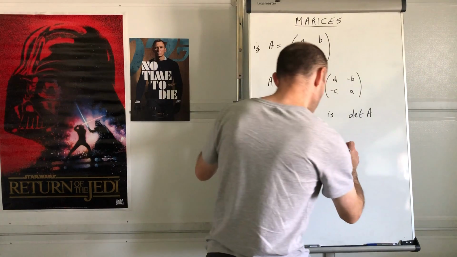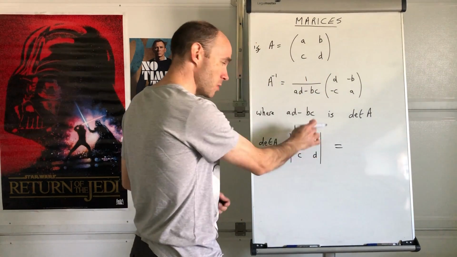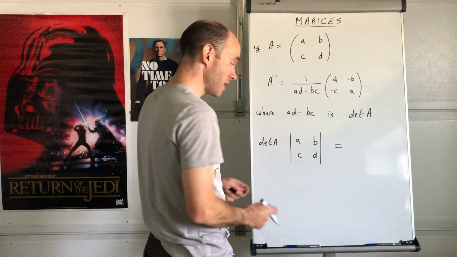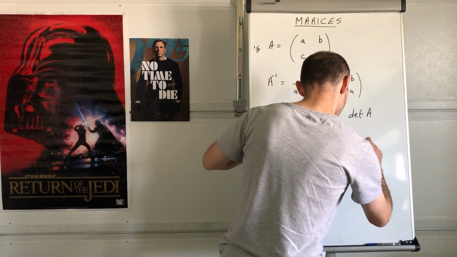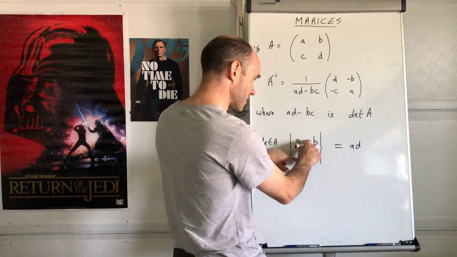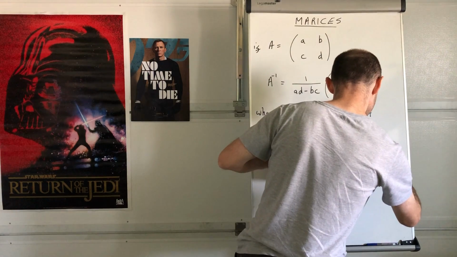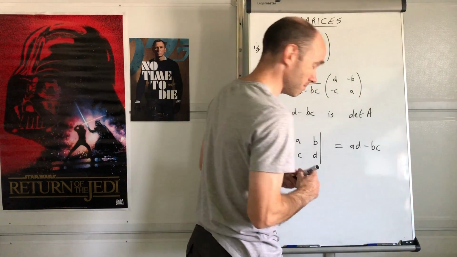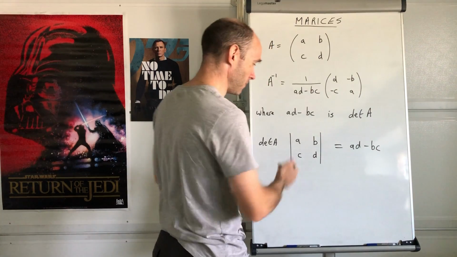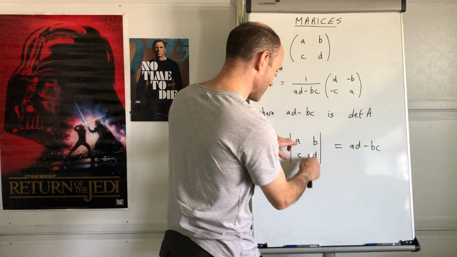And what you do to find the determinant of a 2 by 2 matrix, this is very important, is you do that times that, which is AD, and then you subtract that times that, subtract BC. There's no proof of that, maybe in a future video, but not this one. So the determinant of that is this.